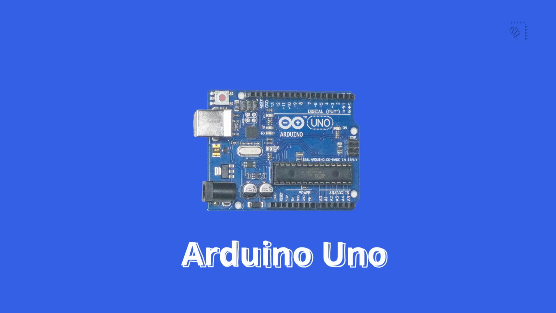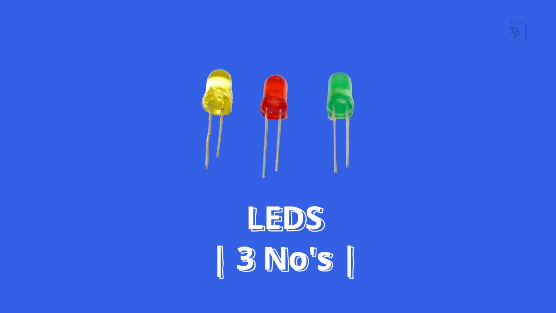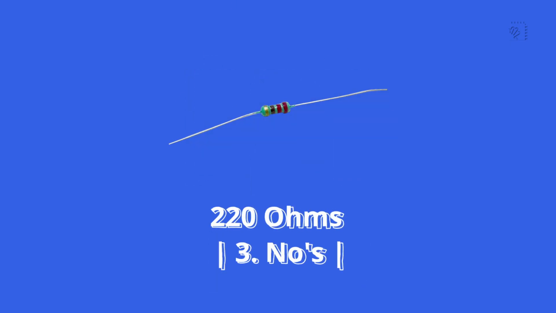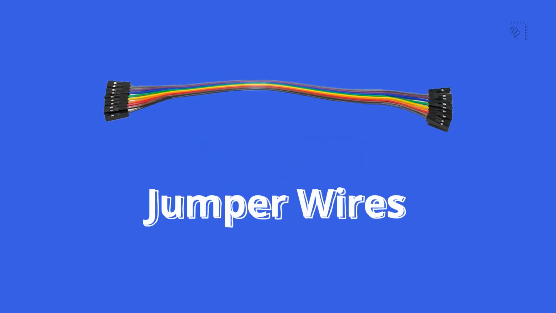Let's quickly go over the components you'll need for this project. An Arduino UNO, a breadboard, 3 LEDs: red, yellow, and green, 3 220 ohm resistors, a USB cable, and jumper wires.